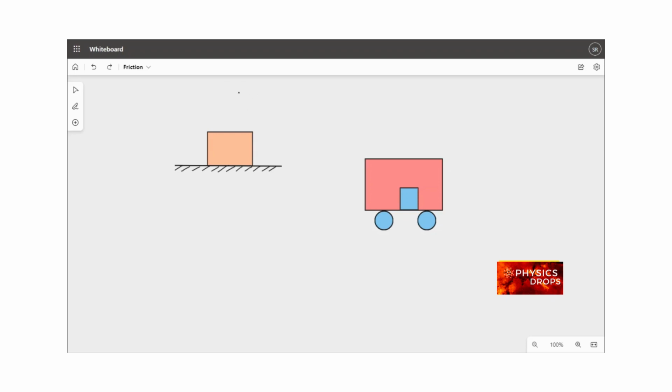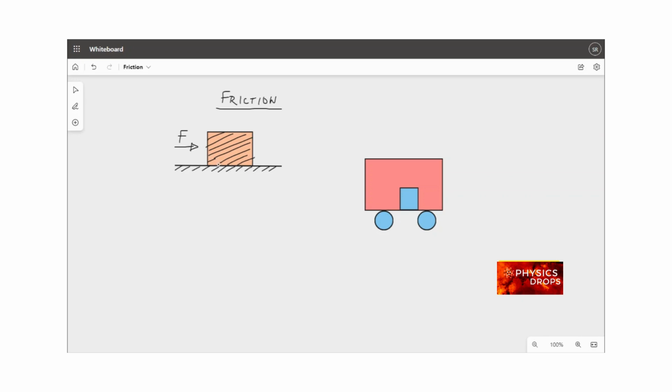Hi, let's look at friction in this video. What is static friction and how does it act on objects? Let's look at this block lying here on the floor, and I apply a force to this block in this direction, force F, a very gentle force.